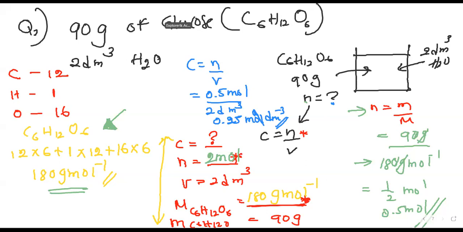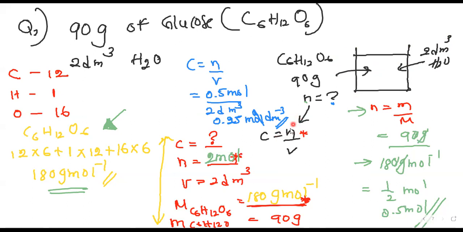Okay, Upeka, now it's like this. Now, what they ask us, they tell us, right? Can you see my pointer, which is red? Yes, sir. So they tell us that they have used 2 decimeter cube of volume of water. And they tell us that they have dissolved 90 grams of glucose, isn't it? Yes, sir. And they want us to find out the concentration, right?